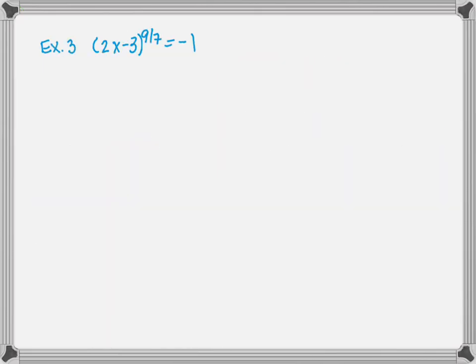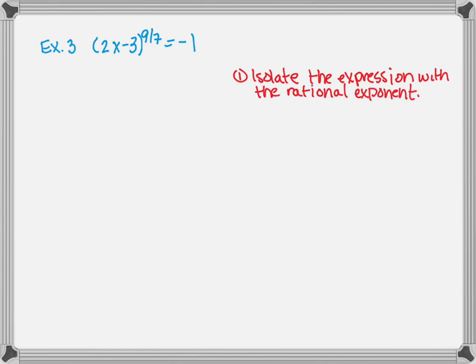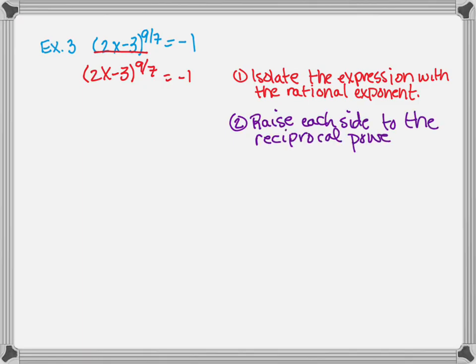Let's look at one more example. We've got the quantity 2x minus 3 raised to the 9/7 power equals negative 1. So again, isolate the expression with the rational exponent. And again, this example also already has our expression isolated, so we don't need to isolate it here. Then we will raise both sides of the equation to the reciprocal power. The reciprocal of 9/7 is 7/9. So I'll raise the left side to the 7/9 power and the right side to the 7/9 power.